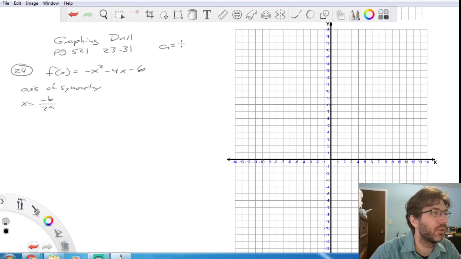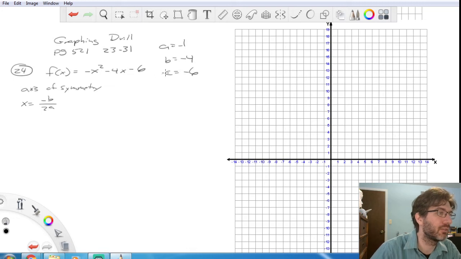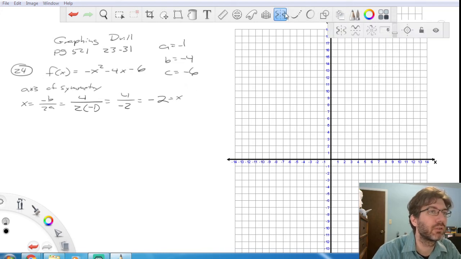So over here, I'm going to write a is going to be negative 1 here because we have a negative coefficient here. B is going to be negative 4 here because our coefficient is negative 4, and c is going to be negative 6. So everything is negative here, but negative b would be positive 4. And then 2 times a, which is negative 1, is going to give you 4 over negative 2, which is going to reduce down to just negative 2. So your line of symmetry is at negative 2. So throw that up.